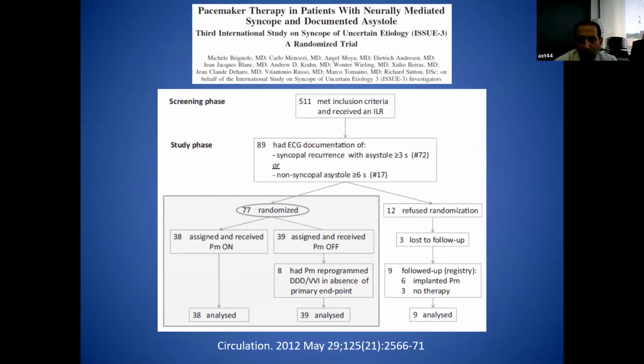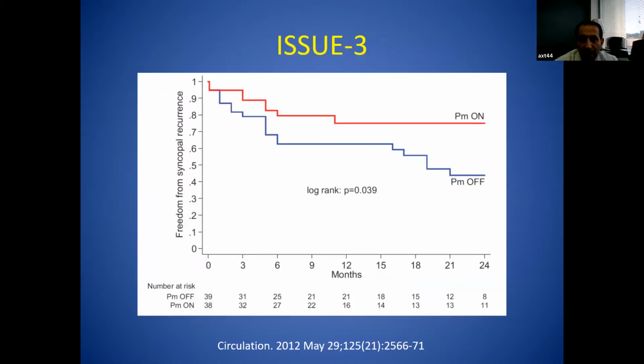Again, they took patients that had a syncopal episode, spontaneous, associated with asystole of greater than 3 seconds, or a non-syncopal asystole of more than 6 seconds. They all got a pacemaker, then were randomized to either pacemaker on or off. And what they found is that the pacemaker helped. There was a 32% absolute risk reduction and a 57% relative risk reduction in syncope at 2 years.